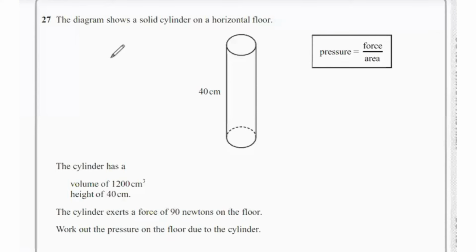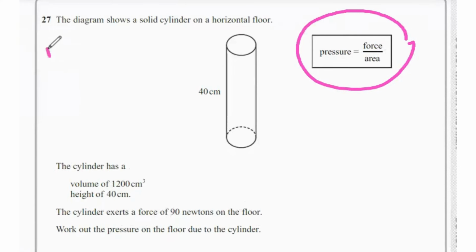The next question says the diagram shows a solid cylinder on a horizontal floor. The cylinder has a volume of 1200 centimeter cube and the height of 40 centimeters. The cylinder exerts a force of 90 newtons on the floor. We need to work out the pressure on the floor due to the cylinder. So we have the formula, pressure equals force over area.